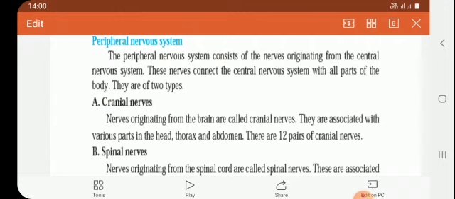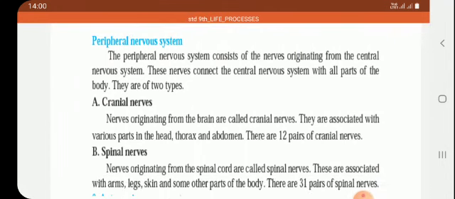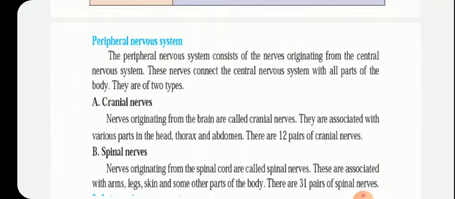Okay, inside our body there is a network of nerves which are carrying messages, giving them to the brain and to the spinal cord. But as these nerves are spread throughout the body, it is called the peripheral nervous system.